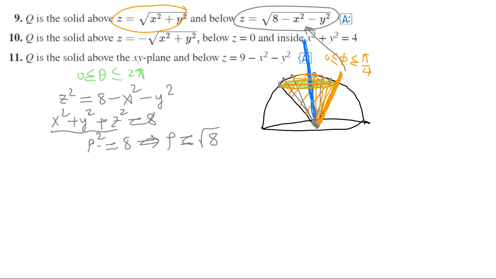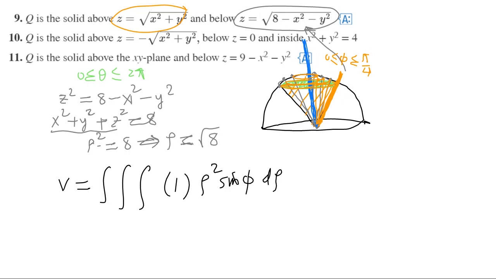Okay, so we are ready right now to evaluate what? The volume. The volume is the integral of 1 times rho squared sine phi d rho d phi d theta. Rho from 0 to radical 8, phi from 0 to pi over 4, theta from 0 to 2 pi.